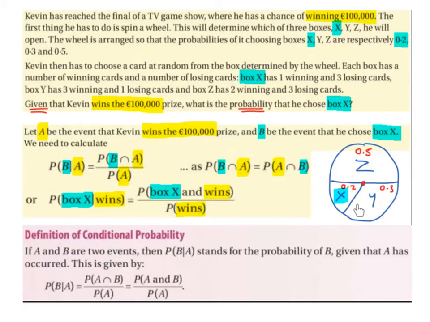So if we were to draw out a circle and split it into 3 sections, we know that the probability of choosing box Z is 0.5, the probability of choosing box X is 0.2, and the probability of choosing box Y is 0.3, so it's easier to see like this. So we know again that this is our formula for conditional probability. So this is where we got this formula from.